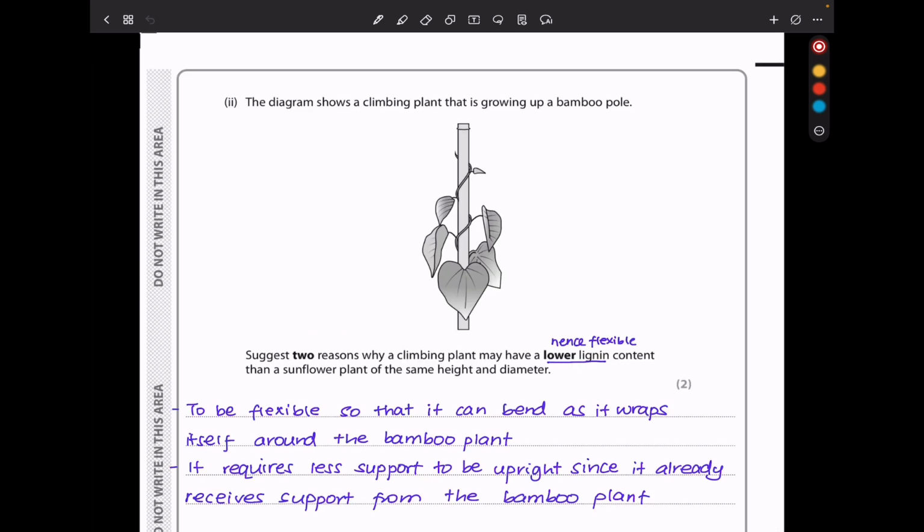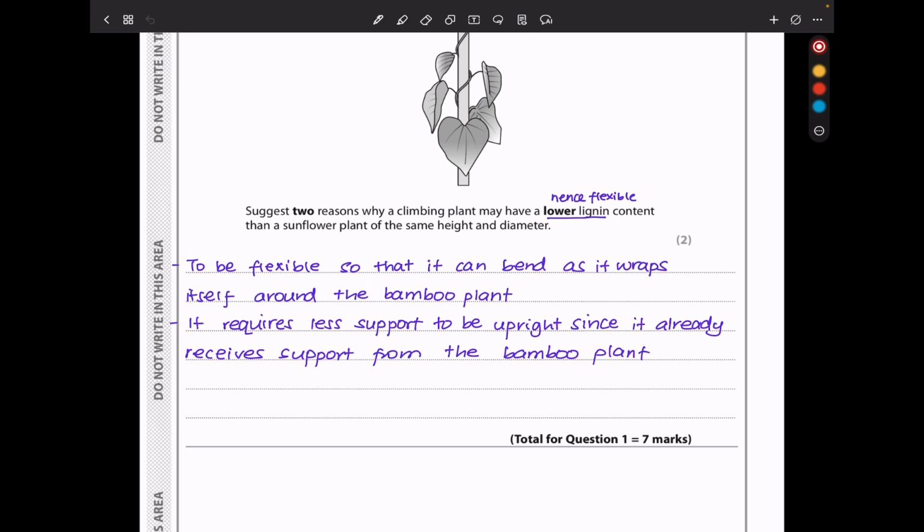The diagram shows a climbing plant that is growing up a bamboo pole. This is the bamboo pole and that is the climbing plant. So, give 2 reasons why a climbing plant may have a lower lignin content than a sunflower plant of the same height and diameter. Because this is a climbing plant, it should have some flexibility, and that is why there is low lignin. So I say to be flexible so that it can bend as it wraps itself around the bamboo plant. It also requires less support to be upright since it's already received support from the bamboo plant.